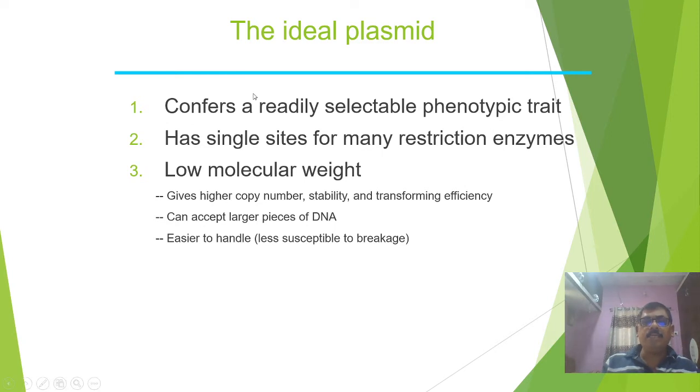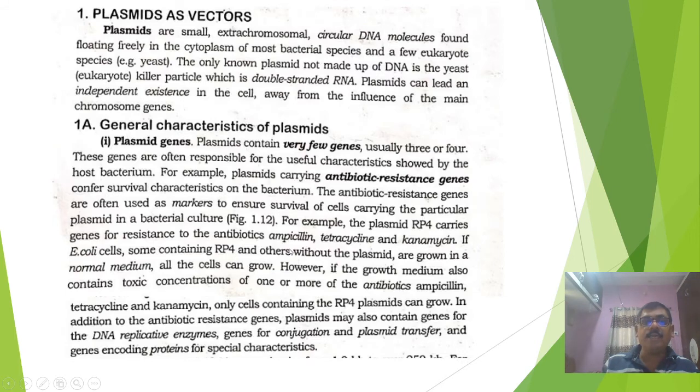Then the ideal plasmid conforms to a readily selectable phenotypic trait, has a single site for many restriction enzymes, and must have a low molecular weight. And it must have a good copy number, high copy number, stability and transforming efficiency, can accept larger pieces of DNA, and be easier to handle, because larger molecules are susceptible to breaking, or they can easily be broken down, so the molecule should have a low molecular weight and small size, so that it is easy to handle.